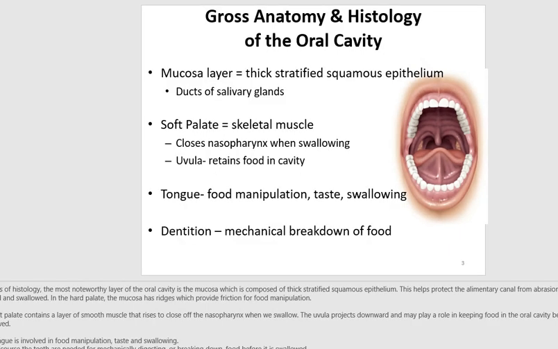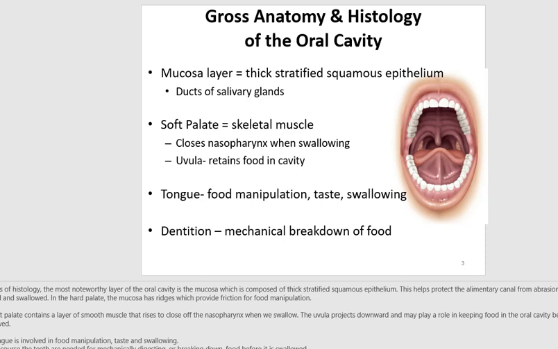In terms of histology, the most noteworthy layer of the oral cavity is the mucosa. It's composed of thick stratified squamous epithelium that helps protect the tube or the alimentary canal from abrasion as food is ingested, chewed, and swallowed. In the hard palate region, the mucosa has ridges which provide friction when we manipulate our food.